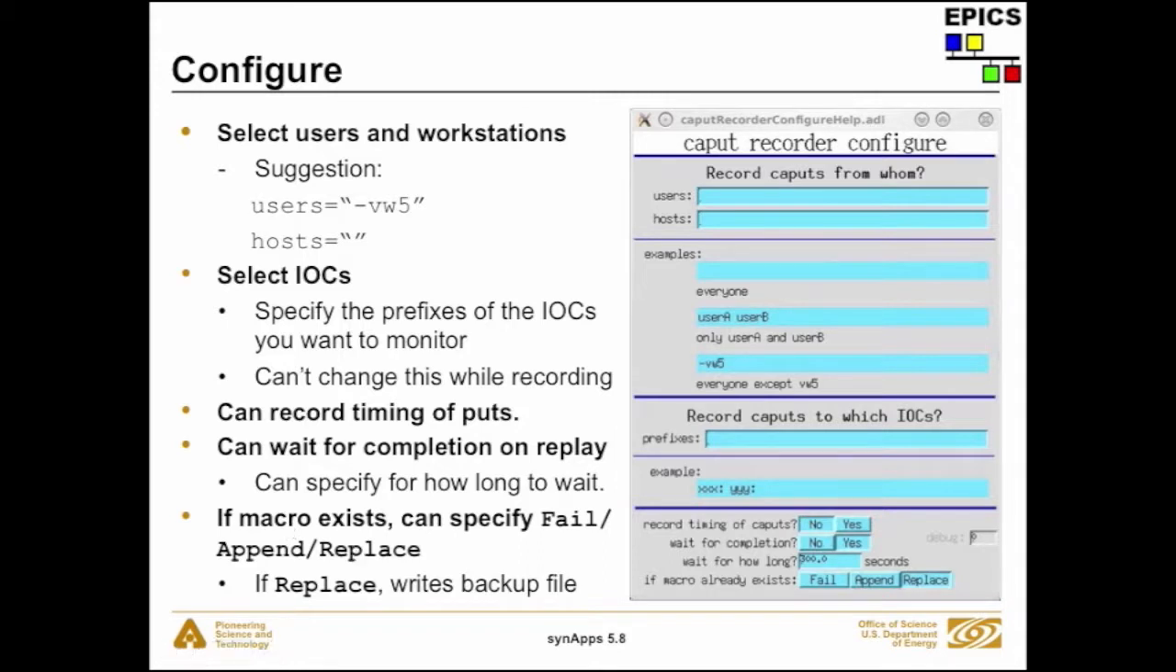It would just tell you, you can't. You already have that macro, and I'm not going to overwrite it. But now you can also choose append if you want. It'll place that macro at the end of the file, and then it will just continue recording with that. Or you can replace it, and it'll erase that macro entirely, and then write a new version.